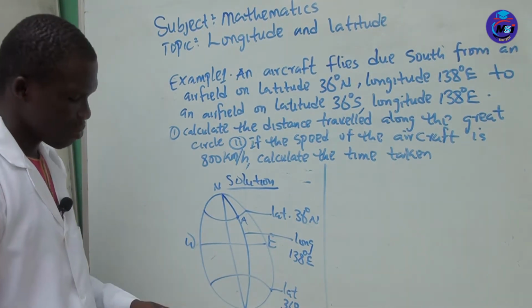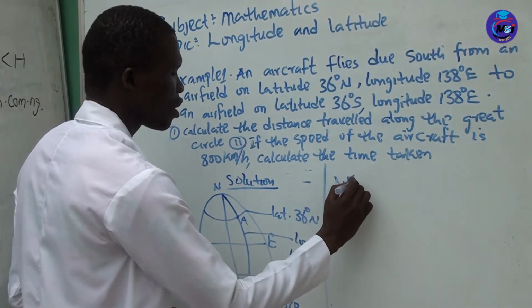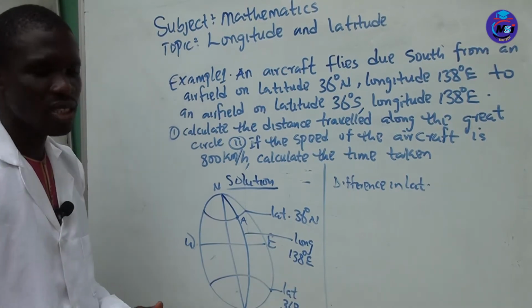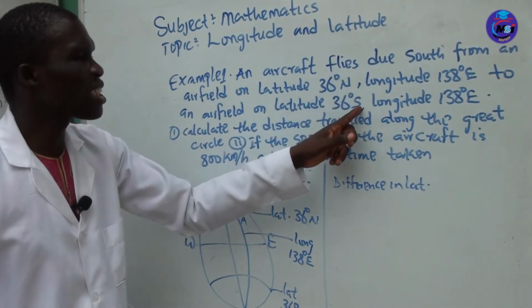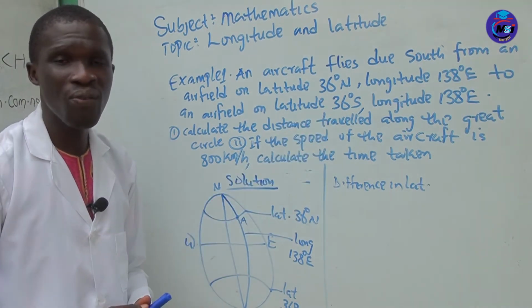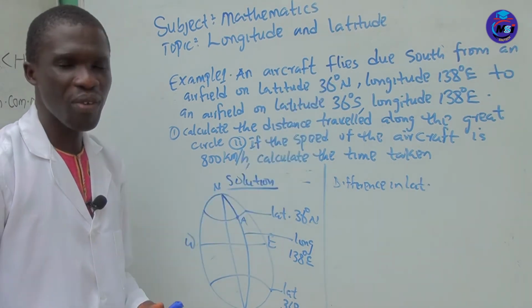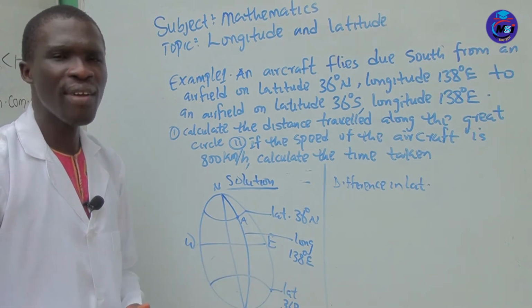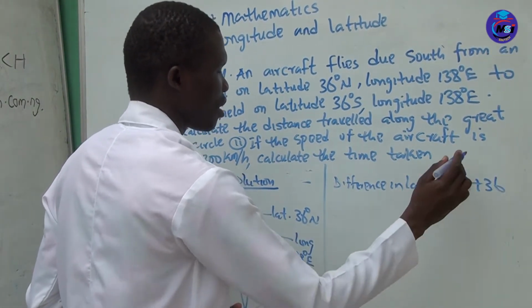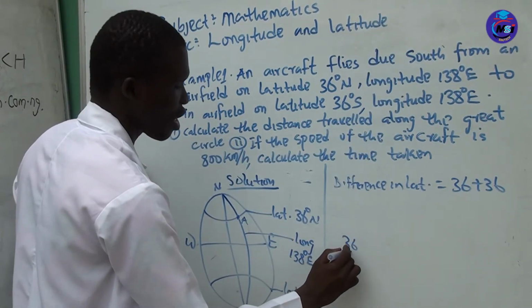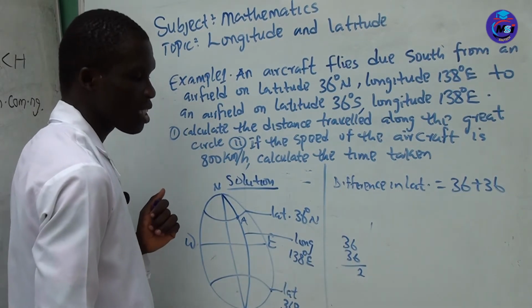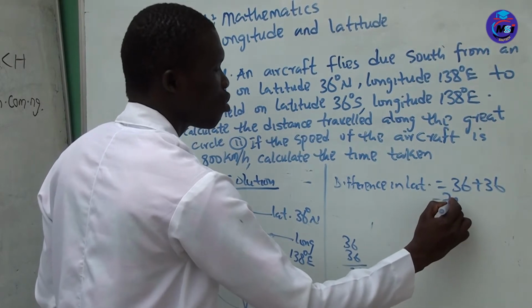So now, let's find the difference in latitude. Difference in latitude, take note of this. We have north and south. That is different direction. Though we have the same angle, we have different direction. So what are we going to do? I've told you before, different direction you add, the same direction you minus. So this will give us 36 plus 36. 6 plus 6 will give us 12. You carry 1. 3 plus 3 will give us 6. Plus 1, 7. So we have 72 degrees.